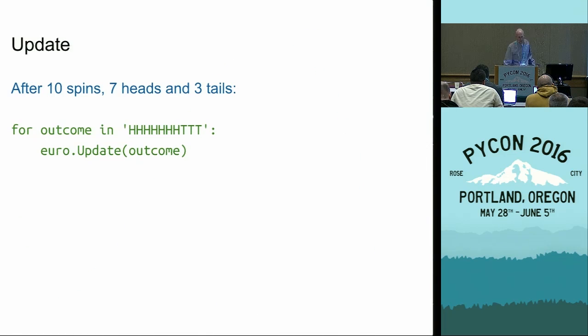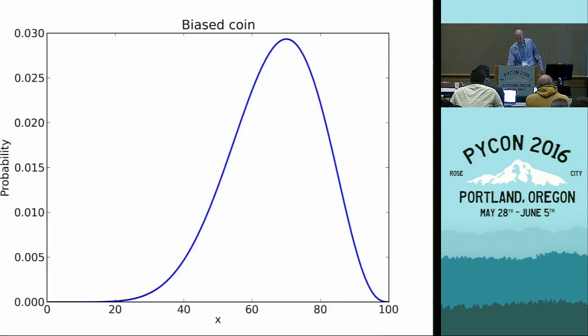So let's say I've done 10 spins. So now I'm starting over again from scratch. So forget about those 3. Now I'm going to do an update with 10. Let's say that I've seen 7 heads and 3 tails. It's going to look like that. The peak is at 70%.